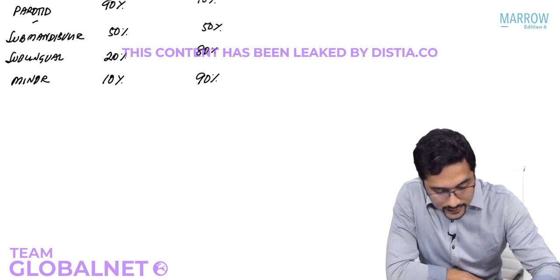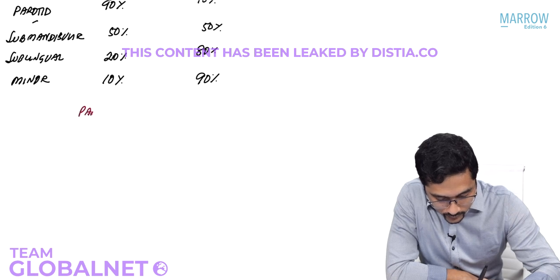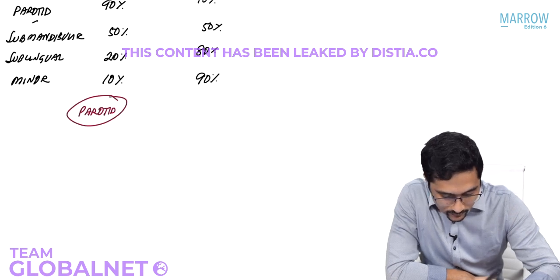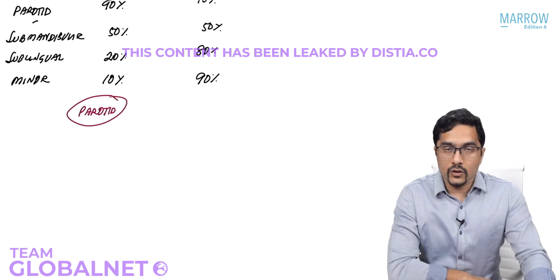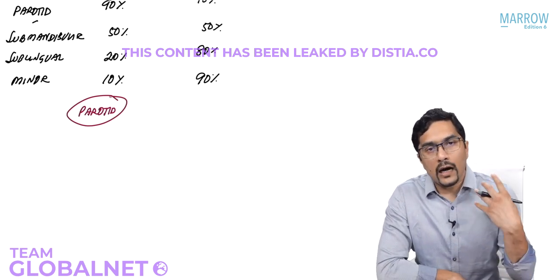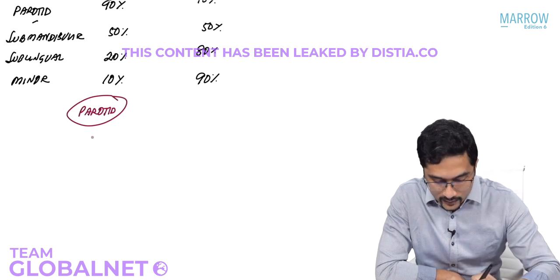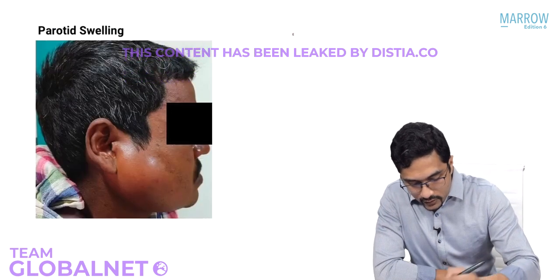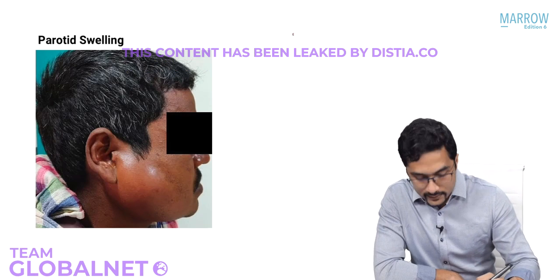Let's talk about parotid gland tumors now. Right? So we are talking about parotid gland tumors. And there are certain one-liners which you need to know. Before I tell you about the one-liners, in general, I want to tell you how a patient with a parotid swelling will present. So if you get a patient with a parotid swelling, this is the typical presentation.